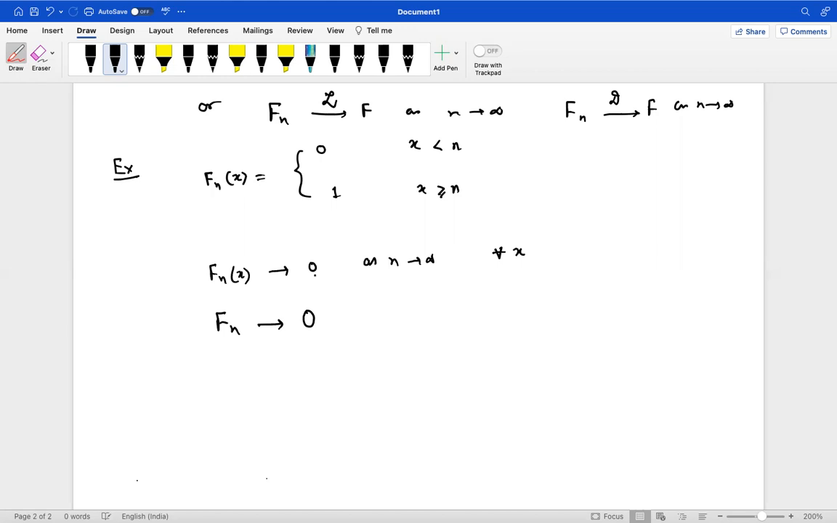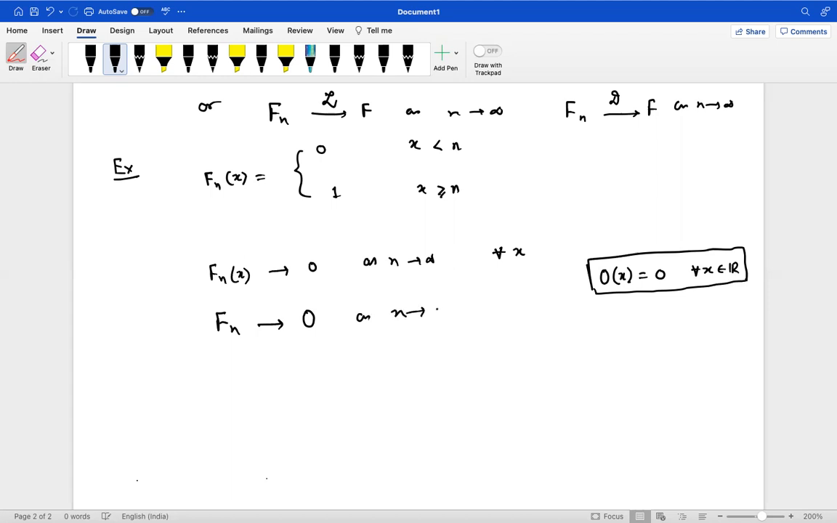This big 0 and the real 0 are different. The small 0 is the real number 0, and this big 0 is the function 0. What is the function 0? The function 0 is 0 for all x. Remember, you should distinguish between the zero function and the real number 0.